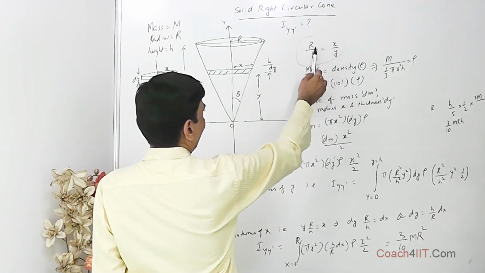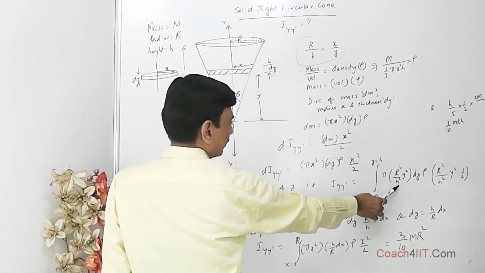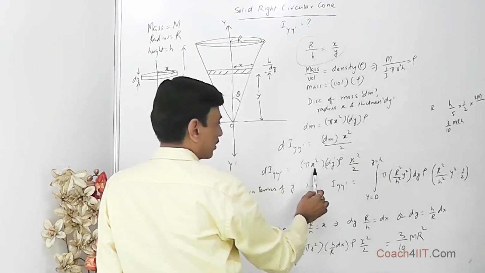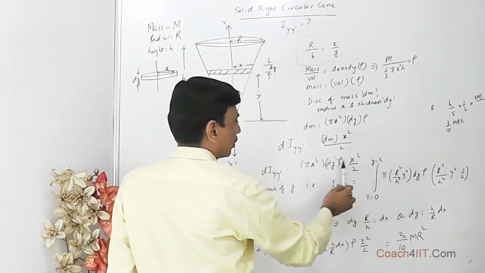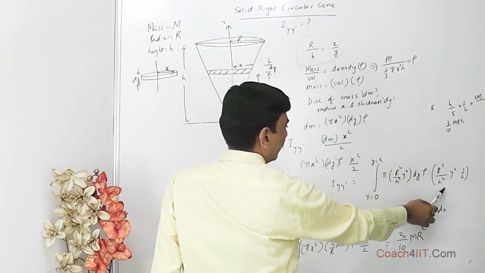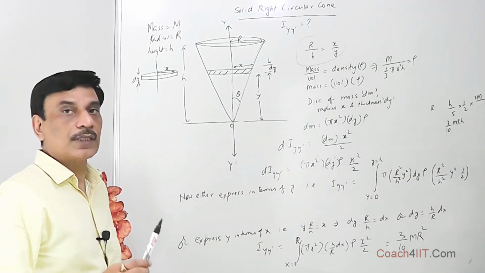So r by h into y is x. So x is replaced by this in terms of y. x is equal to r by h into y. This comes instead of x, so this comes over here, x square, this comes over here. dy is dy, rho is rho, x square by 2, x once again replaced by r square by h square, y square into 1 by 2. Now everything is in terms of y.